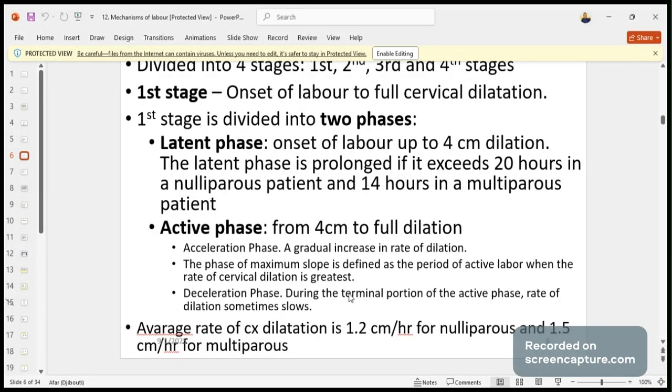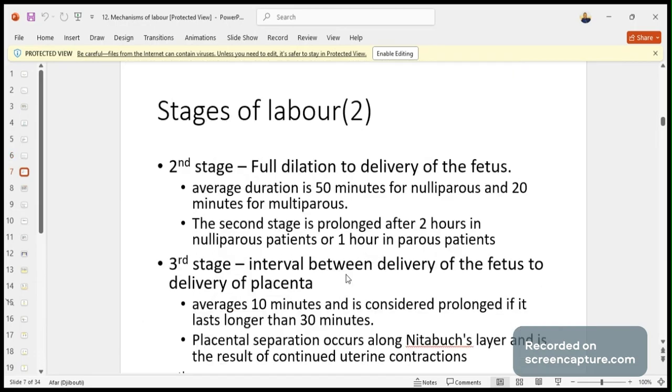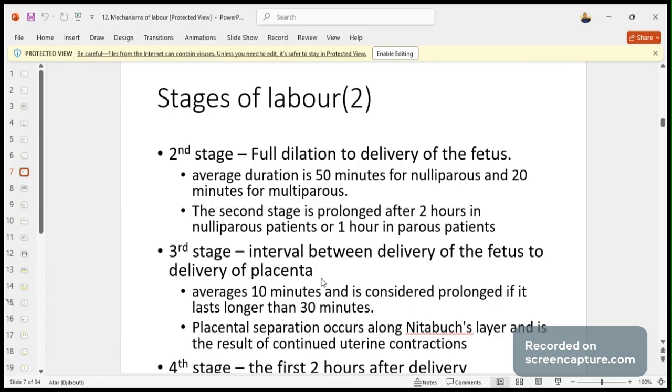That is when it's full. So the average rate of cervical dilatation is 1.2 centimeter per hour for nulliparous, and 1.5 centimeter per hour for multiparous. As I said, nulliparous are women just giving birth to the first baby. Multiparous have 1 plus 2, 3, 4 babies. Okay, so it's one and more. So yeah, more than one.